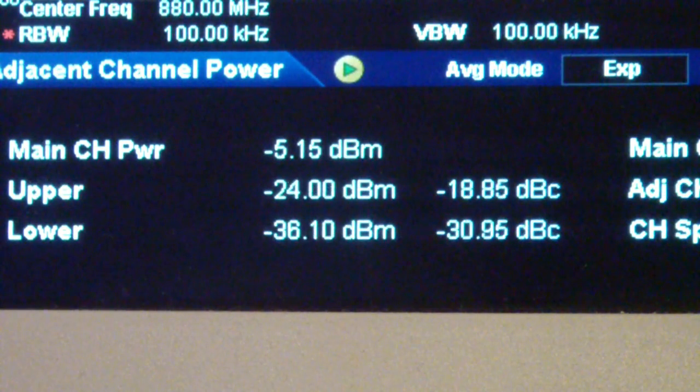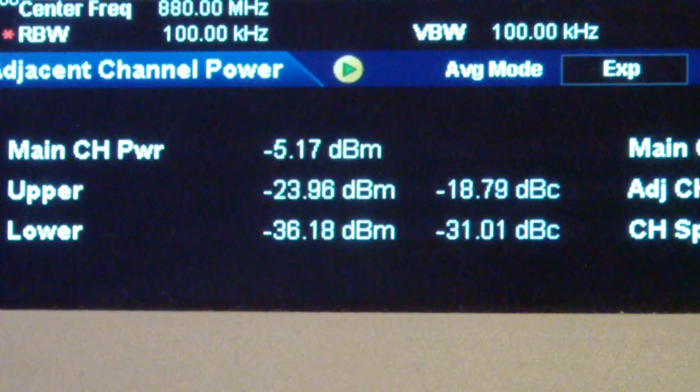Those are close to what we got with the Instek. That is, if you remember, in the Instek, the upper was worse than the lower by quite a bit. And in this case, you see the same thing. There's about a 10 or 12, maybe in some cases, a 15 dB difference between the upper channel and the lower adjacent channel power ratios.